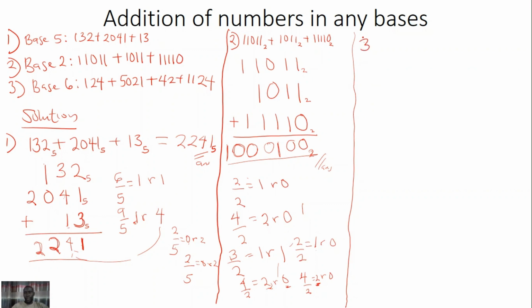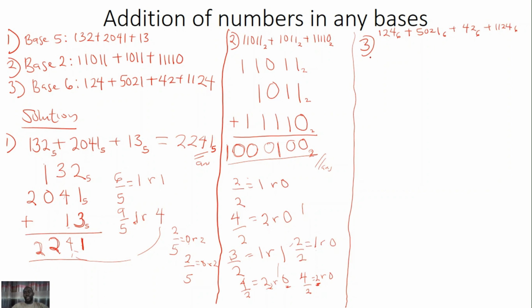Number 3, we are to add these numbers in base 6. Okay, the numbers are 124 base 6 plus 5021 base 6 plus 42 base 6 plus 1124 base 6.